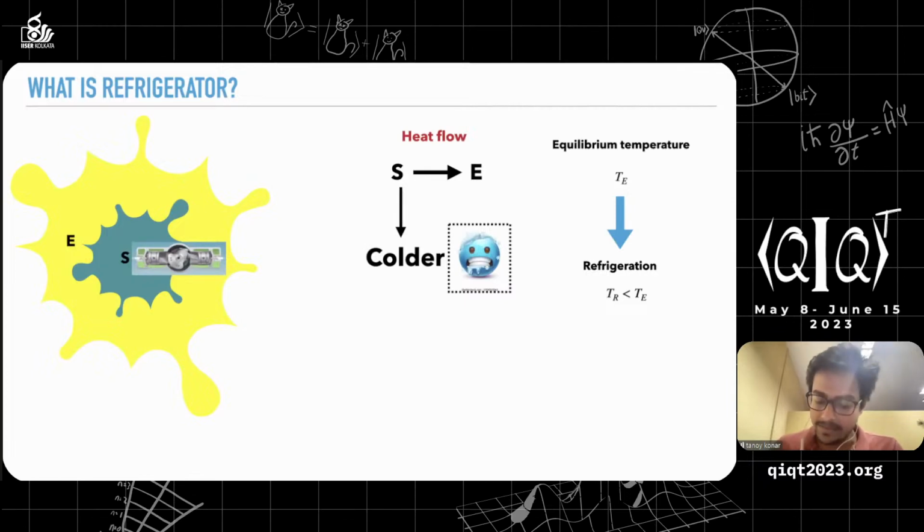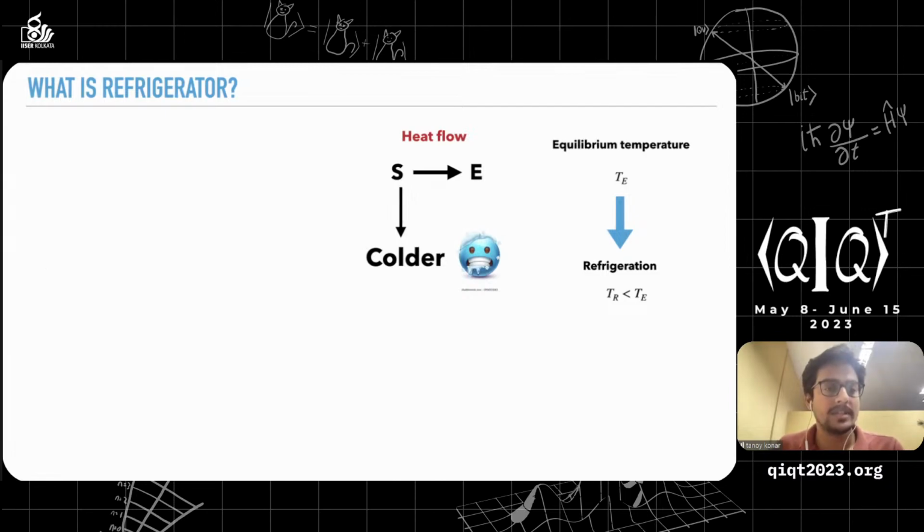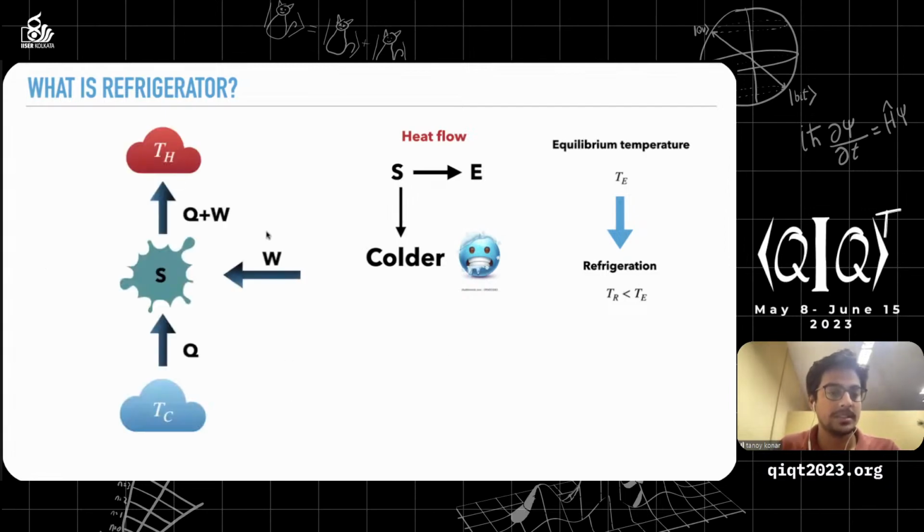And usually in mathematics or thermodynamics, we take some direction as positive. So we will take heat flowing out from the system to the environment as positive. And we'll call it refrigeration when the temperature of the system, suppose TR, is less than TE.